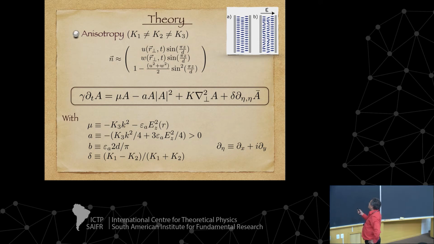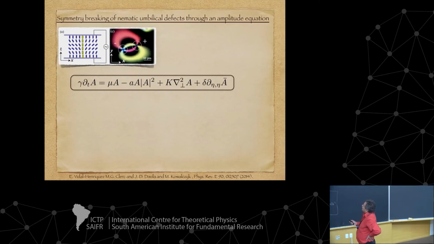Okay, and this term essentially is the derivative of x and y in a complex way. For instance, the Laplacian, if you use this notation, essentially is the derivative of eta times the eta bar. So it's a way to put this term, which is anisotropic. But the important thing for my talk is this parameter mu, which is the bifurcation parameter, is proportional to the electric field. So the square of it is the amplitude of the voltage, or if you like, is related to the electric field intensity.